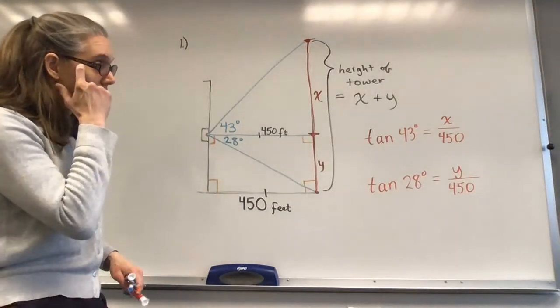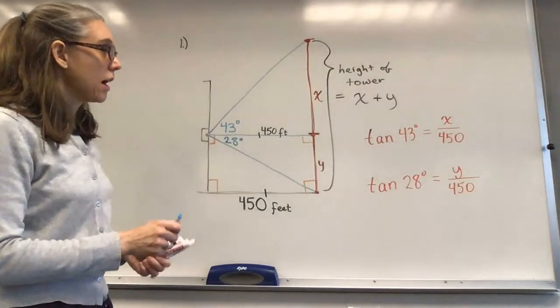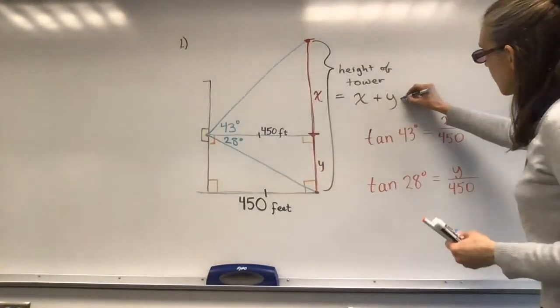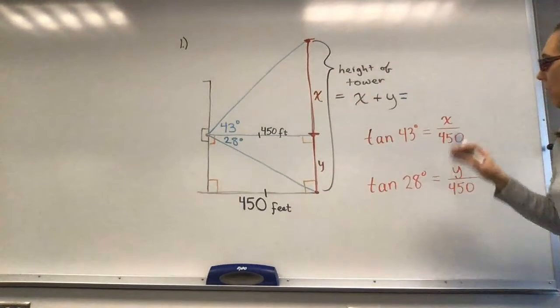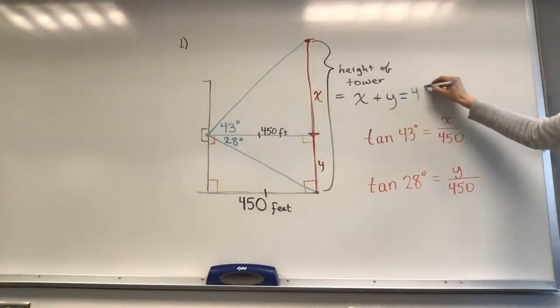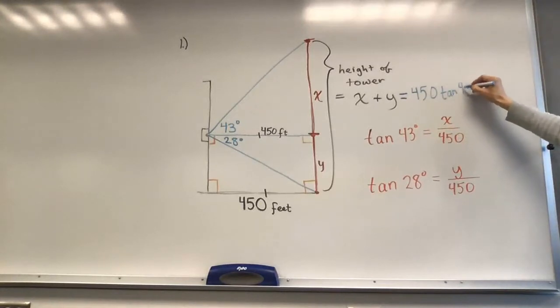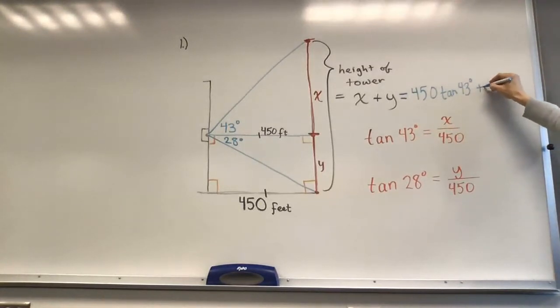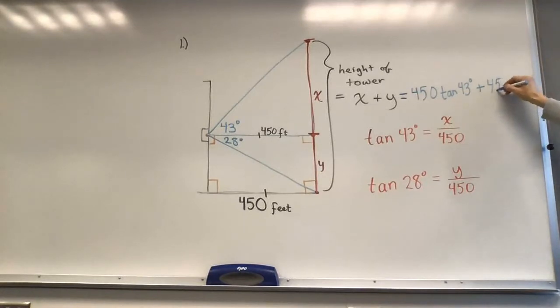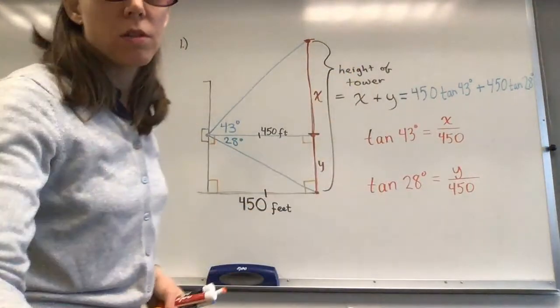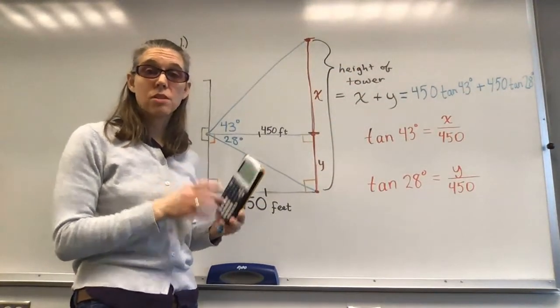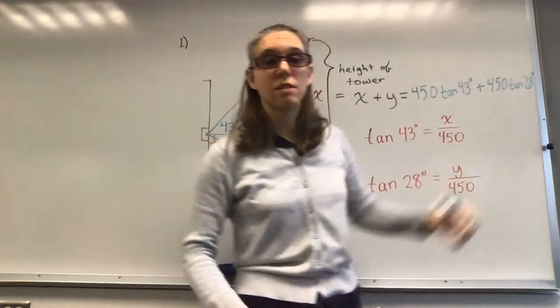Now, I will go further, though, and show you how to get the total height of the tower. The total height of the tower is x plus y. Now, x is 450 times the tangent of 43, and y is 450 times the tangent of 28. So if you add those two amounts together, you'll end up with your result. And when you go to find your answer, make sure that you do type both of these in together.